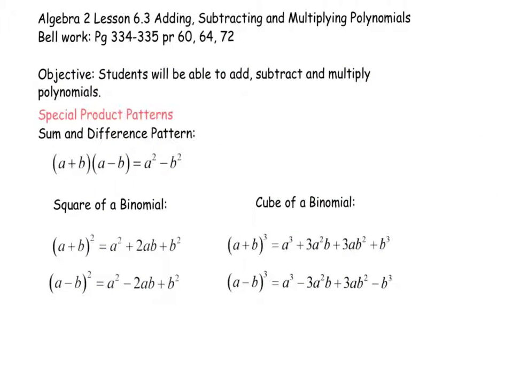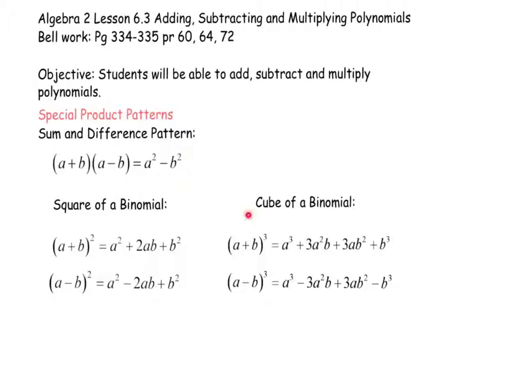In today's lesson, we are going to add, subtract, and multiply polynomials. And the first thing we are going to do is recall some of our special patterns. The sum and difference pattern, a plus b times a minus b, gives us the difference of squares, a squared minus b squared. Then the square of a binomial: a plus b squared is a squared plus 2ab plus b squared. A minus b squared is a squared minus 2ab plus b squared.